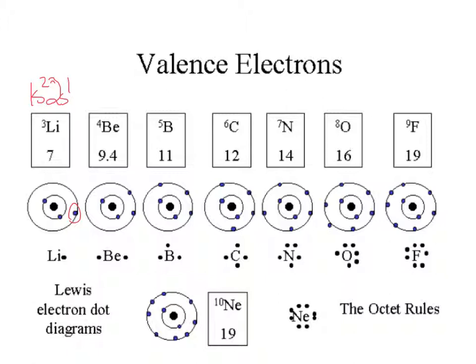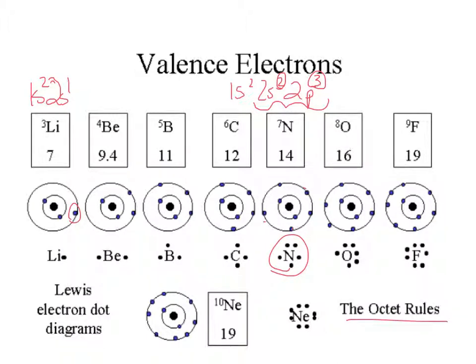Nitrogen, on the other hand, has a total of 7 electrons, so that's going to be 1s2, 2s2, 2p3. 2 plus 2 plus 3 is 7. In the outermost energy level, I have a total of 5 electrons: 1, 2, 3, 4, 5. So I put 5 dots around my nitrogen.